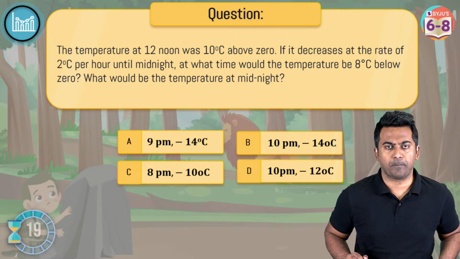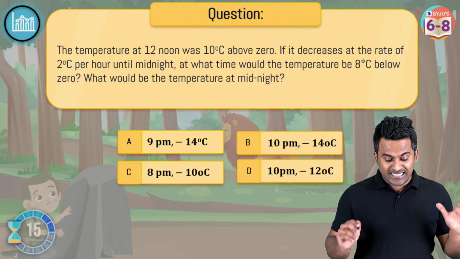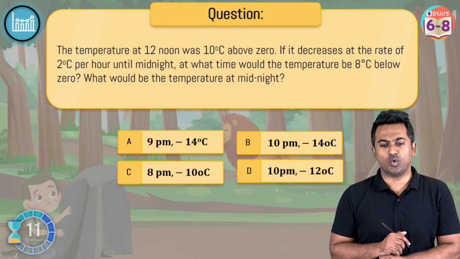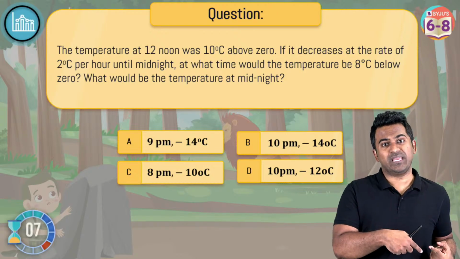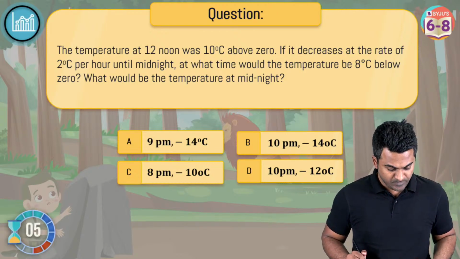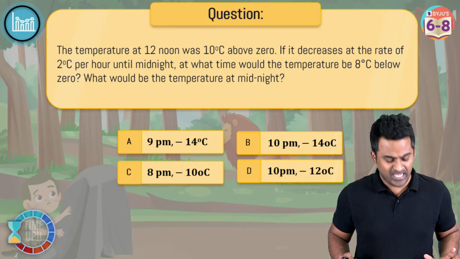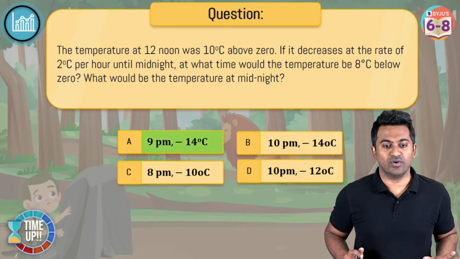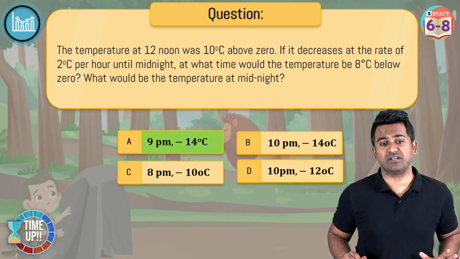Same concept. Temperature at 12 noon was 10 degrees centigrade above 0. Okay, so above 0 would mean the temperature is positive. Below 0 will mean negative temperatures. Okay, this one may take you more than 30 seconds. I understand that the 30 seconds which I'm giving you is probably to understand the question. This may take for a lot of you more than 30 seconds, and it's perfectly understandable.